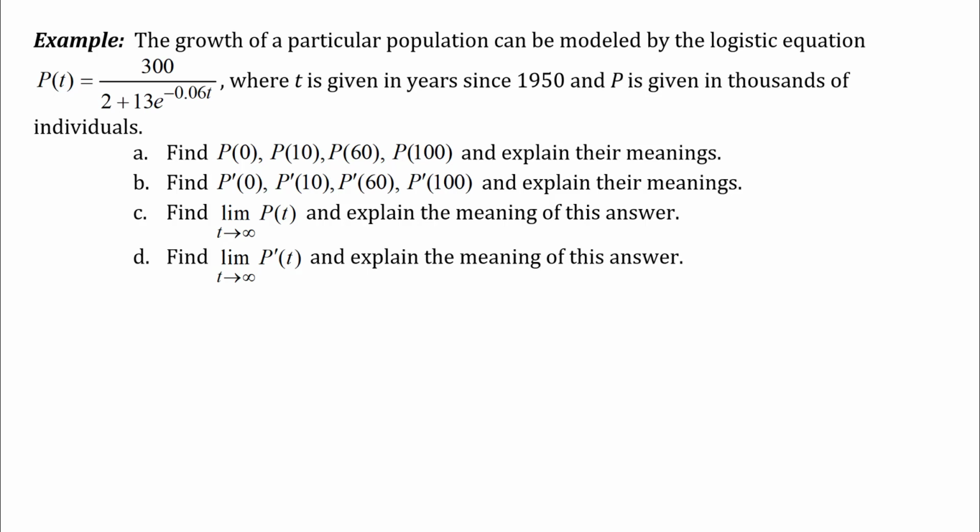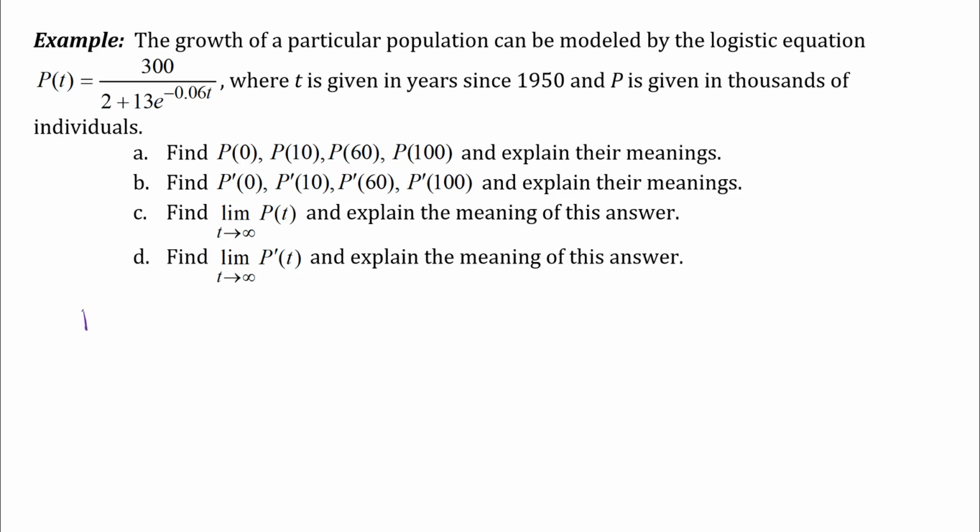P is thousands of individuals, and we're asked to find and interpret some values for the function and its derivative, and then also some limits for the function and its derivative. So just to keep my work organized here, I'm going to first of all find the derivative, and then I'm just going to make a chart so we can evaluate both the function and its derivative and interpret those.